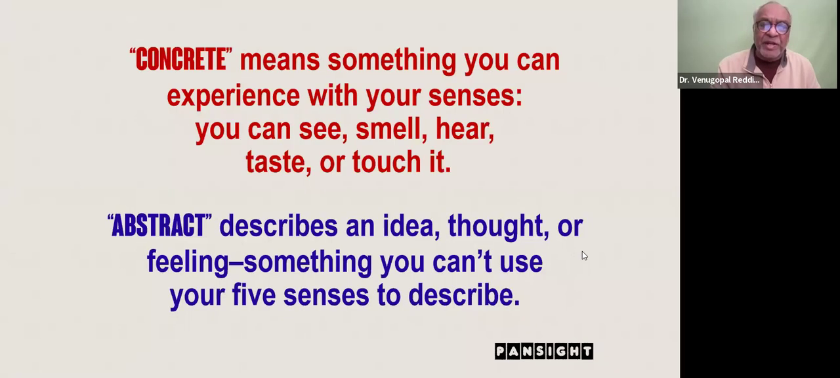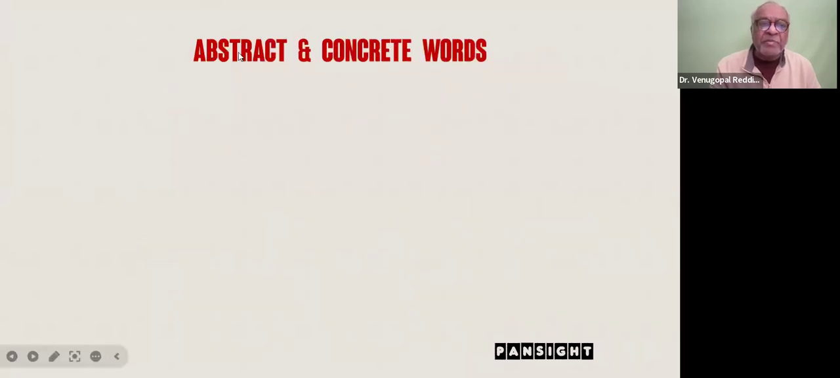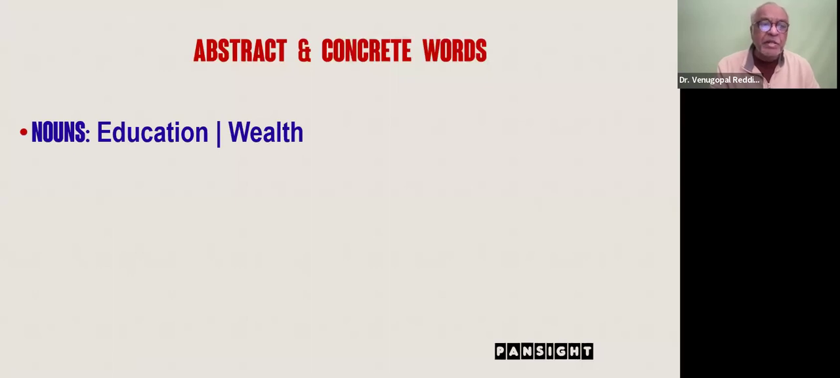I'm going to give you some real examples of abstract and concrete words. On the left side will be abstract, on the right side, concrete. Nouns: education, wealth. Those are abstract words. You cannot see them, you cannot feel them.